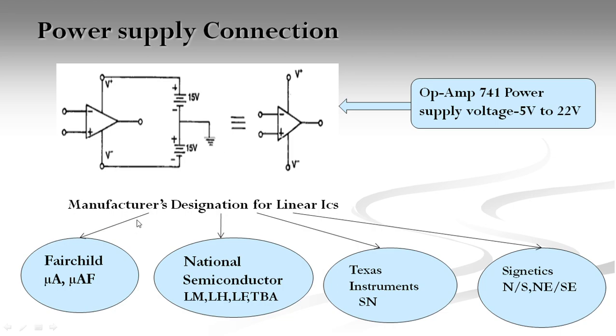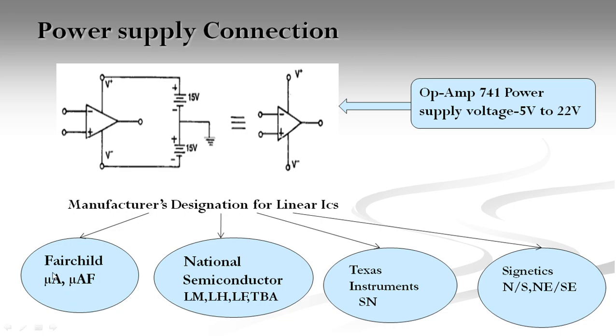And next we'll see the manufacturer designations for these linear ICs. There are different manufacturers that manufacture these linear ICs. Each manufacturer uses its specific code and number to specify each IC. Fairchild is going to use a specific code of mu A and mu AF, and National Semiconductor will use a specific code for the IC as LM, LH, LF or TBA, and Texas Instruments are going to use SN, and Signetics are going to use NS or NE or SE, and a few more manufacturers like Motorola are going to use a specific code as MC.